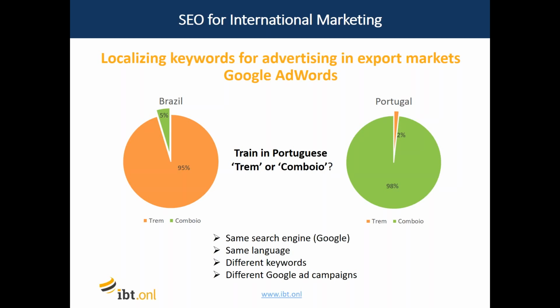And this is data taken from Google Adwords, so search volumes from Google. And you can see here that in Brazil, 95% of people will use the word trem, and only 5% will use comboio. In Portugal, it's the opposite. Even though it's the same language, 98% of people will say comboio, and only 2% will say trem. So if you choose the wrong keyword when marketing to these countries, Google will think that your advert is irrelevant, and it won't show it when people search.